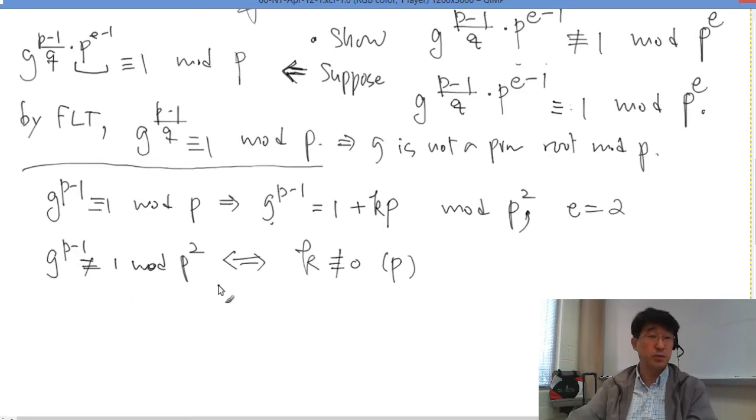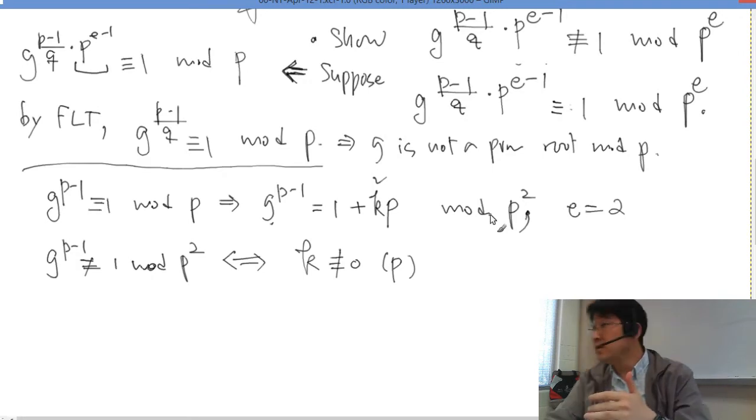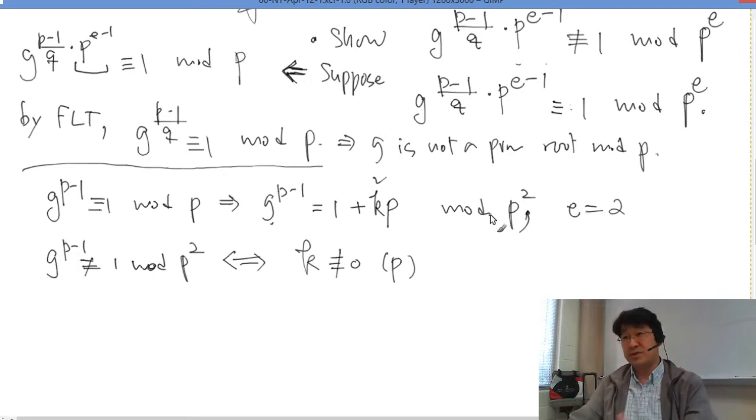So this condition we want depends on what kind of k we have after we raise to the p minus 1 power. Is that okay? So if you actually raise that to the p minus 1 power, express it as 1 plus k times p, and k is not congruent to 0 mod p, then g is a primitive root mod p squared. And the nice thing is that from that point on, it remains forever a primitive root, nothing to check.